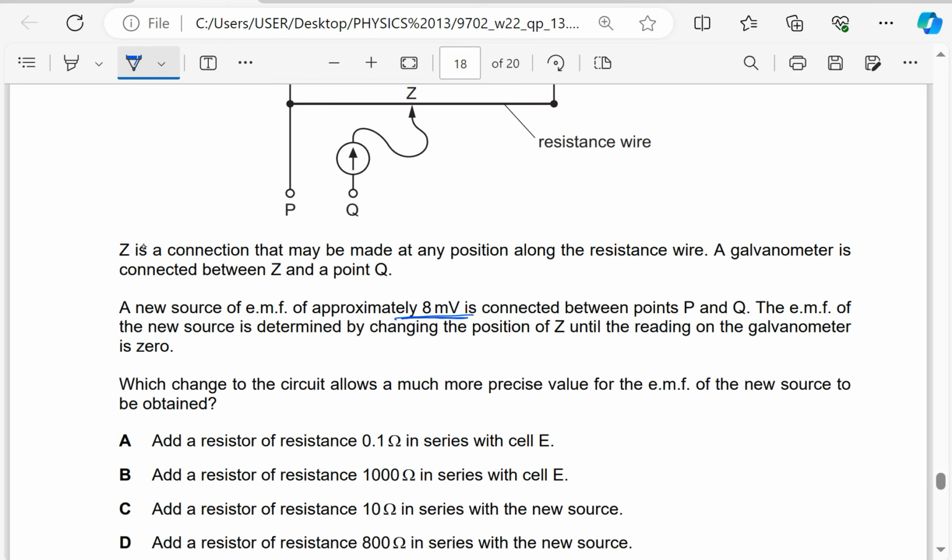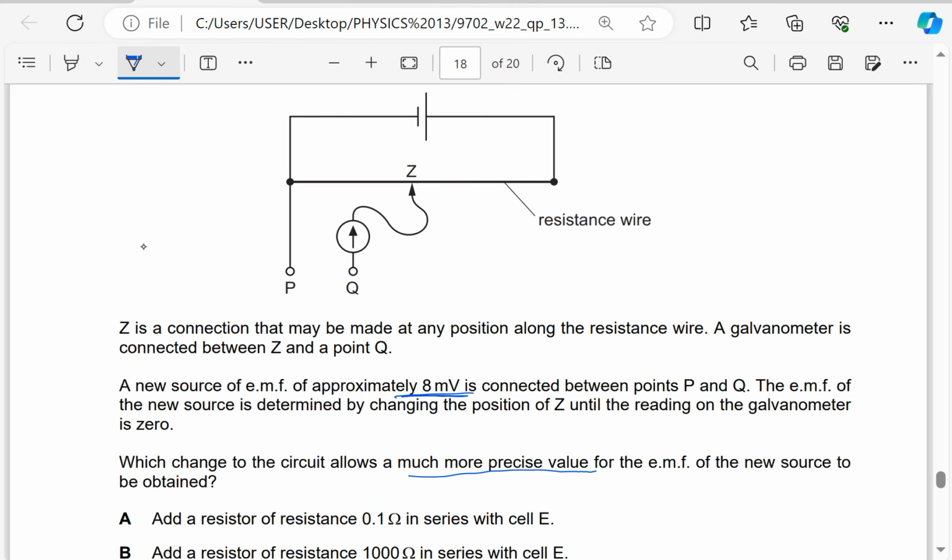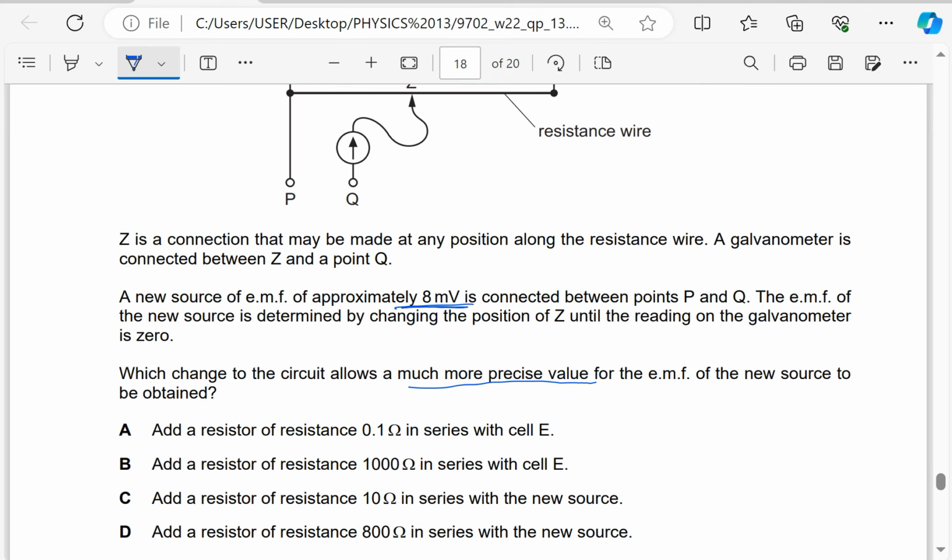The EMF of the new source is determined by changing the position of Z until the reading of the galvanometer is 0. Okay. Which change to the circuit allows a much more precise value for the EMF of the new source to be obtained? Of course, a change which will give a much more precise value should give a potential difference, a PD across the wire, to be very close to 80 millivolts. So we are going to check this. Add a resistor of resistance 0.1 ohm in series with cell E.